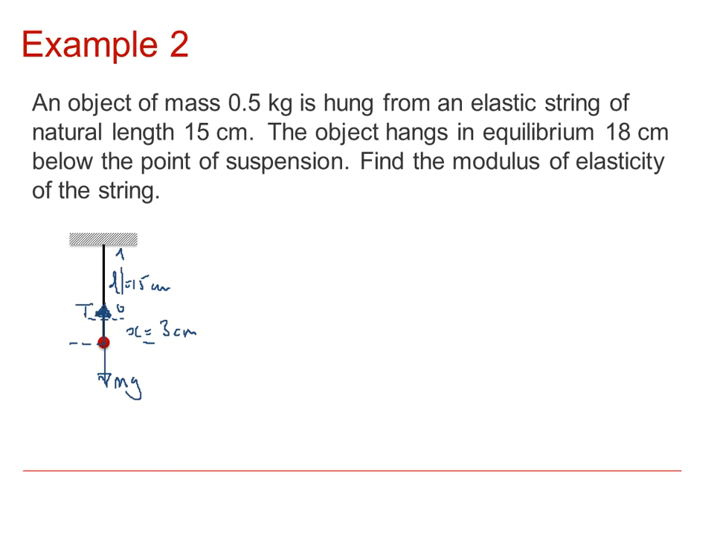Those are equal and opposite to each other, so T is equal to mg. But T is lambda x over L, so we've got lambda, x is 3, and we can use centimeters for both of these, so 3 times lambda, and L is 15. That must be equal to the mass 0.5 multiplied by 9.8. If you rearrange that, we find that lambda is equal to 24.5, and that will be newtons.